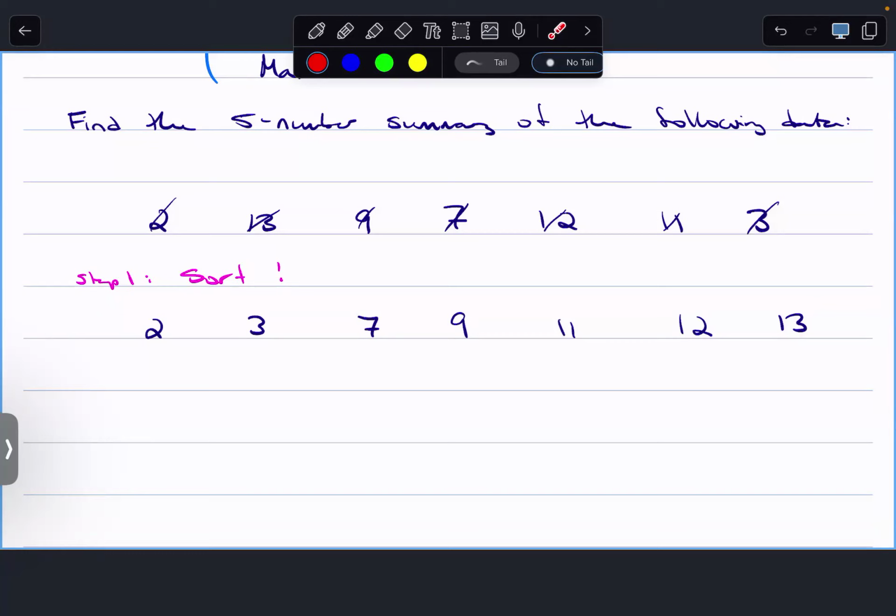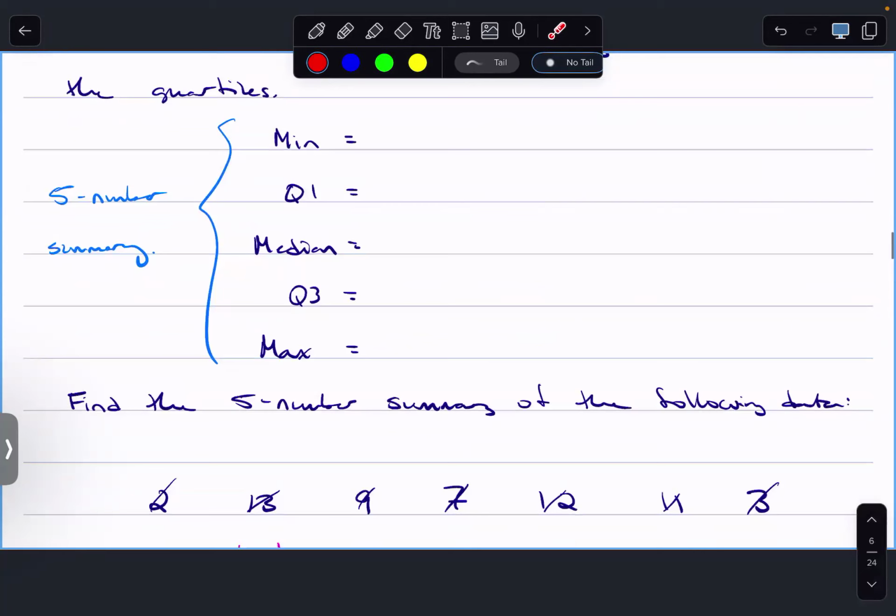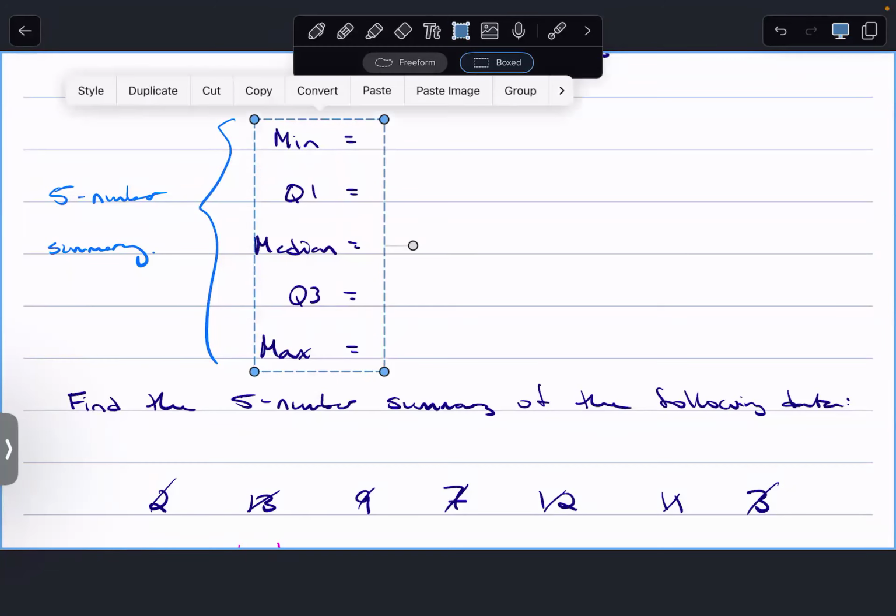Okay. So now I find that from the sorted, we can answer 2 of these already, right? The minimum and the maximum. I throw those down almost immediately. So here, copy this.